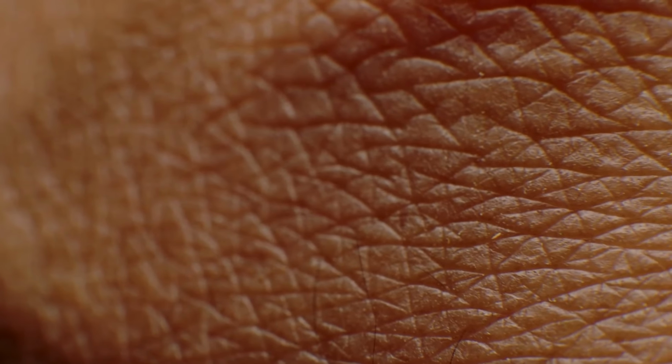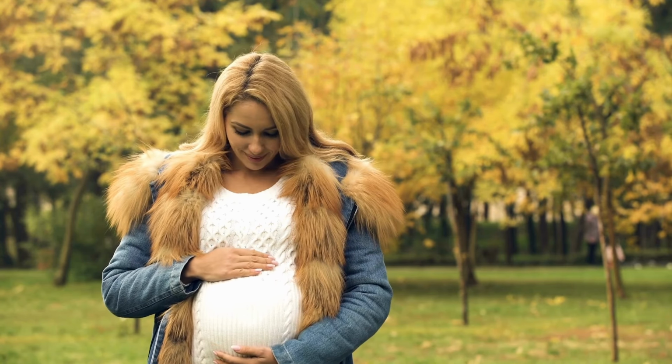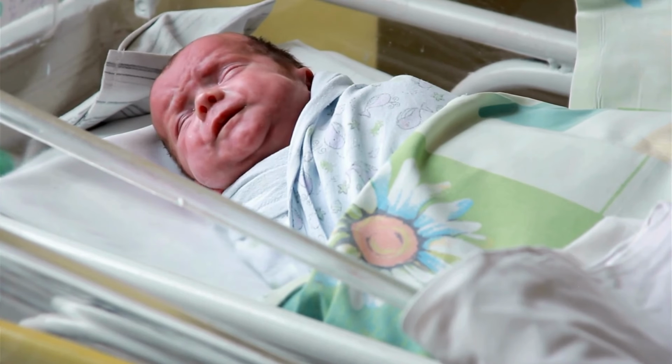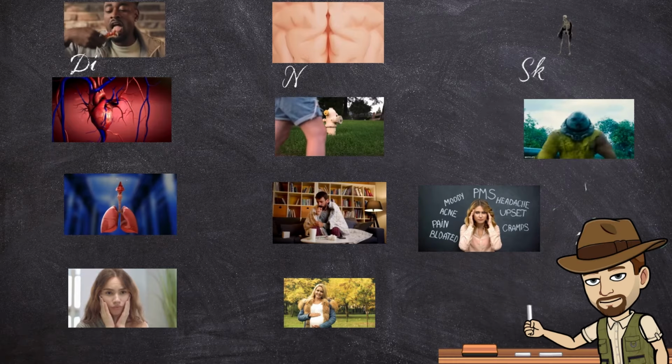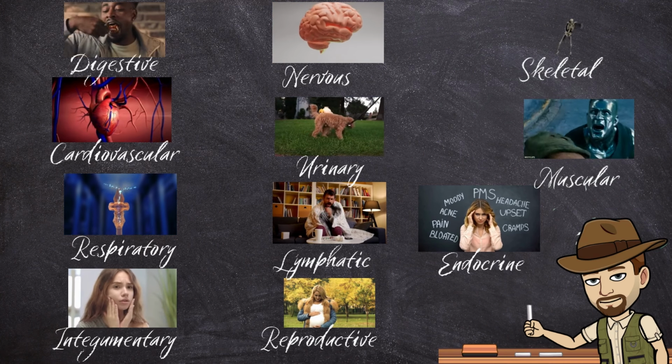Your skin, hair, and nails all regulate body temperature and provides your body protection from the outside world. This is your integumentary system. And finally, the system that you as an individual could live without, but our species couldn't, the reproductive system. We will go over all of these systems individually in later videos, so be sure to subscribe to see those future lessons.